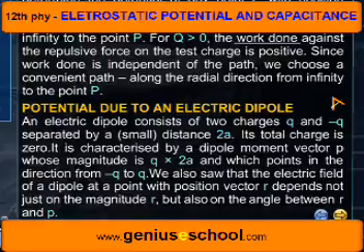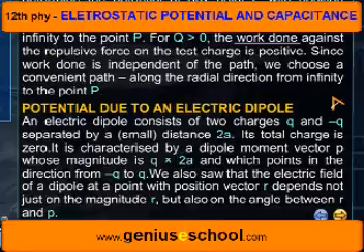Potential due to an electric dipole. An electric dipole consists of two charges, q and minus q, separated by a small distance 2a. Its total charge is zero. It is characterized by a dipole moment vector p whose magnitude is q times 2a and which points in the direction from minus q to q.